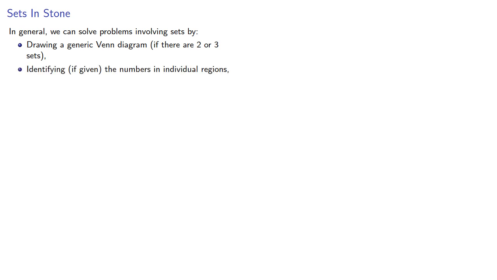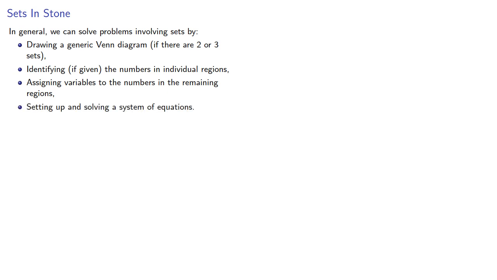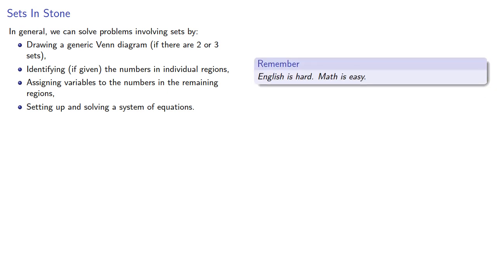In general, we can solve problems involving sets by drawing a generic Venn diagram if there are 2 or 3 sets, identifying, if given, the numbers in the individual regions, assigning variables to the numbers in the remaining regions, and setting up and solving a system of equations. The important thing to remember is that English is hard, math is easy. The problem is we have many ways of stating something in English, but only one way to state something in mathematics.